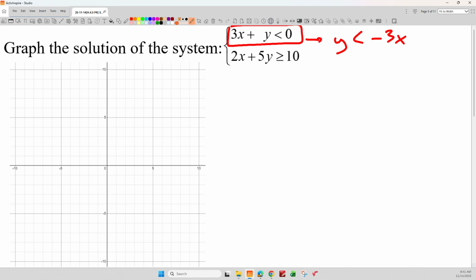Where would I start? 0, okay, because the y-intercept is 0. So we've got a point right here. And then how am I going to get a second point? Down 3 over 1, good. So we rise by negative 3, we run by 1, and we get a second point. Okay, how do I graph this boundary line?